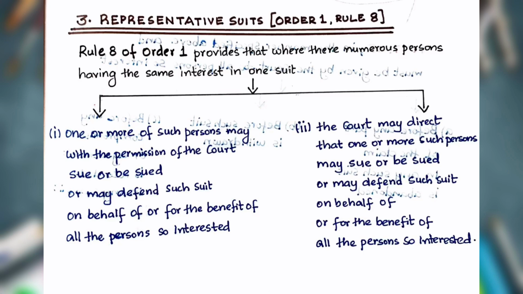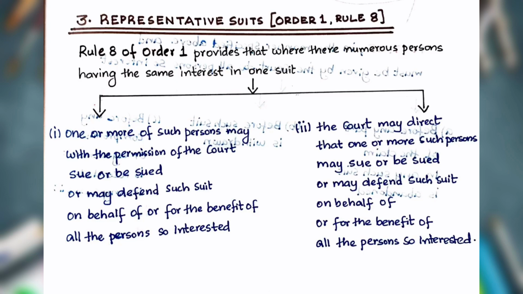Our next topic of discussion is representative suits, which is dealt under Order 1, Rule number 8. Rule 8 of Order 1 provides that where there are numerous persons having the same interest in one suit, one or more of such persons may, with the permission of the court, sue or be sued or may defend such suit on behalf of or for the benefit of all the persons so interested.